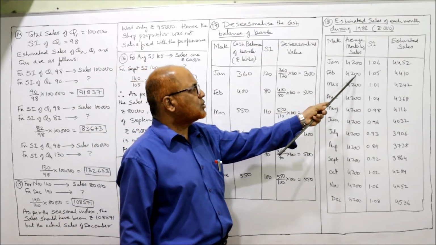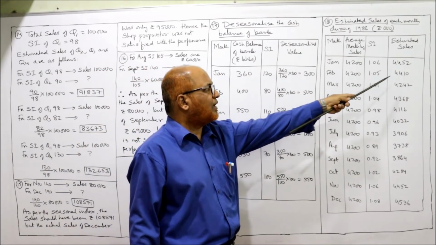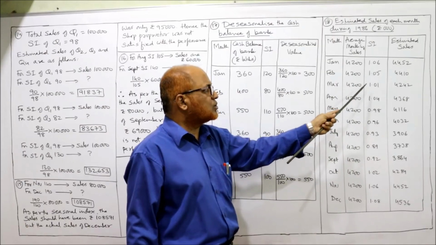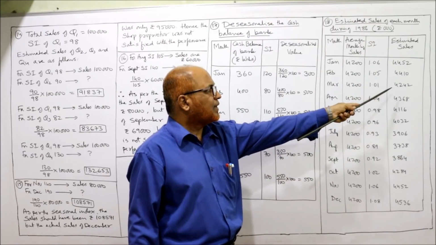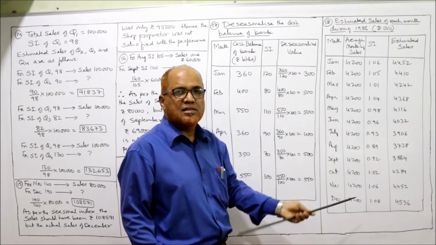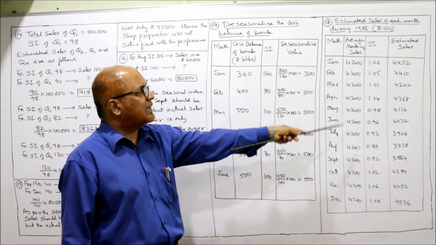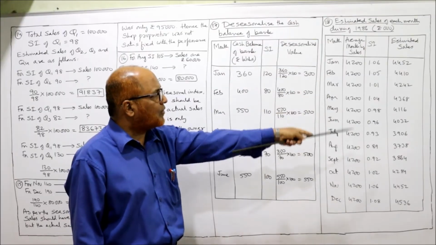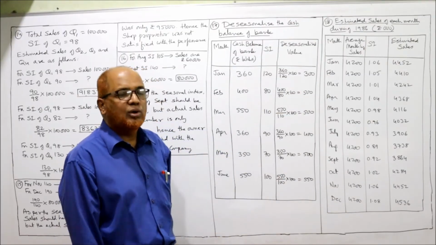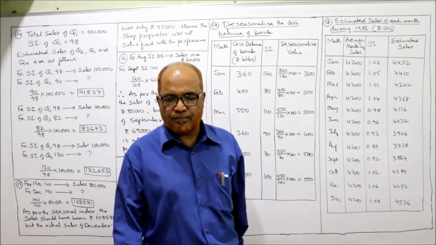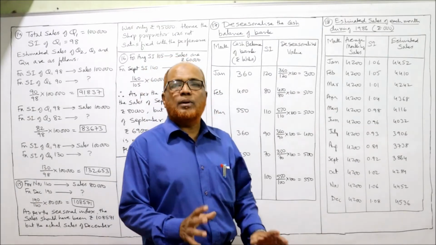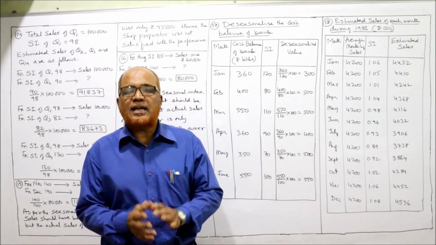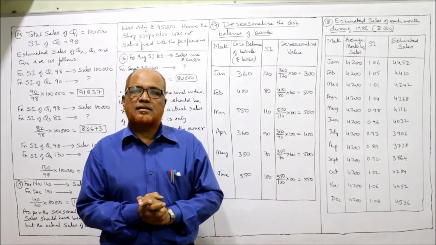Similarly, 4200 into 1.05, 4410. 4200 into 1.01, 4242. Like this, you multiply the average monthly sales into seasonal index, and you will get estimated sales for all the months from January to December. That's all. So 18 problems we have completed on time series analysis.